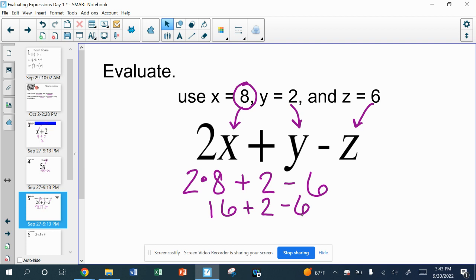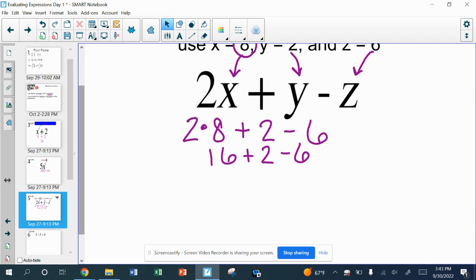16, and now we have all addition and subtraction, so I know I have to go left to right. 16 plus 2, I'm sorry, is going to be 18. 18 minus 6, remember this looks like a funnel, this is going to be 12.